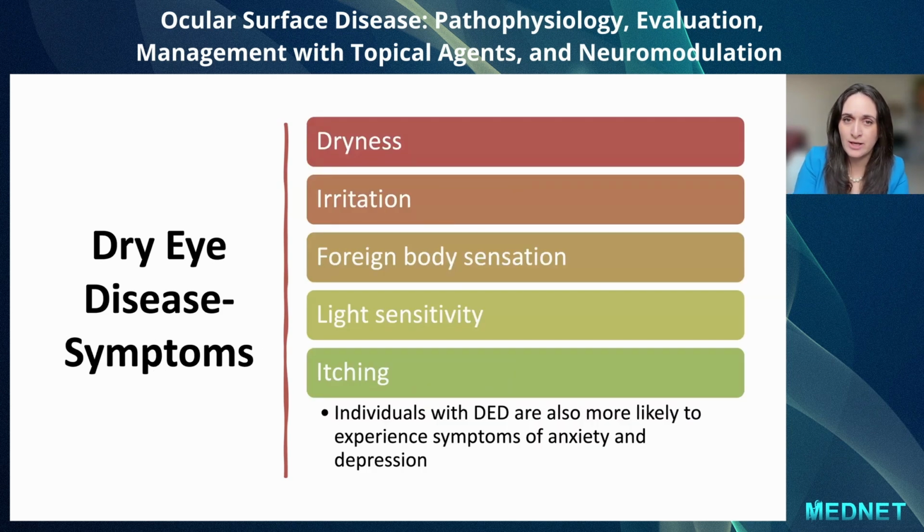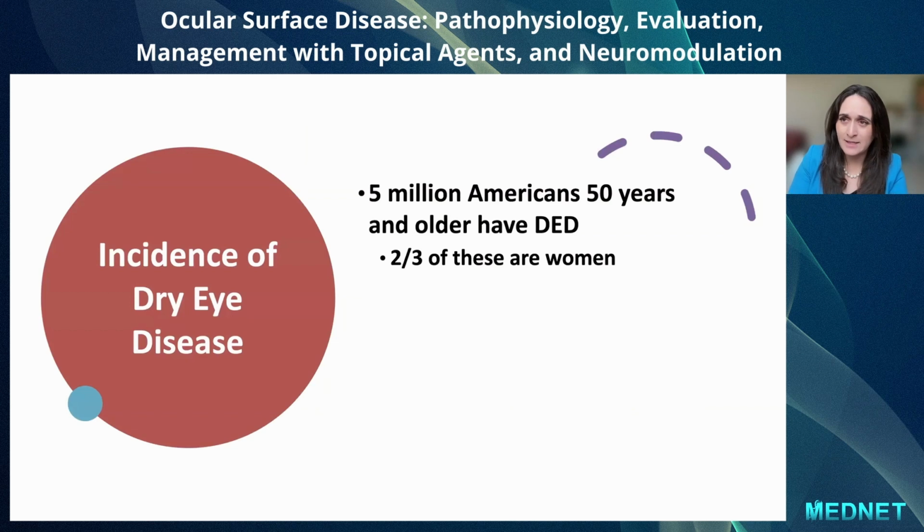What are the symptoms? You can have dryness, irritation, a foreign body sensation. You can even have light sensitivity and itching. But it's important to think about that patients with dry eye disease are more likely to experience symptoms of anxiety and depression. So this is really a multifactorial disease that can be very debilitating for our patients. And it affects a lot of people.